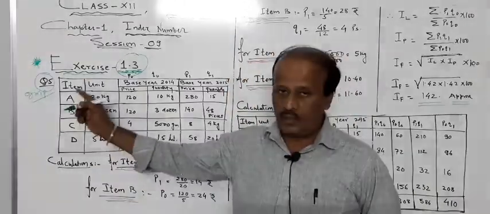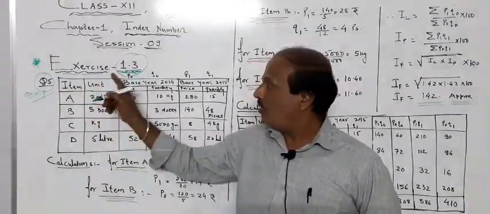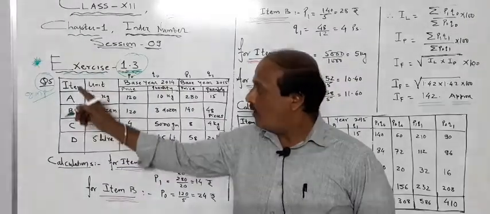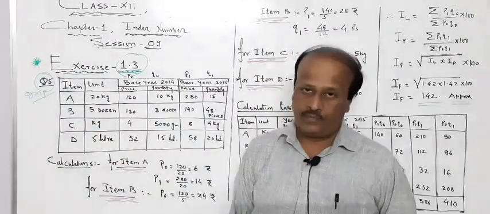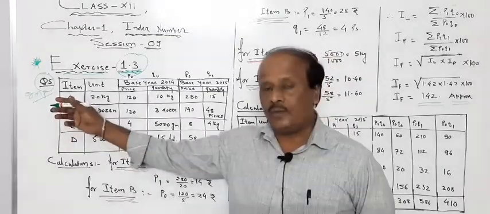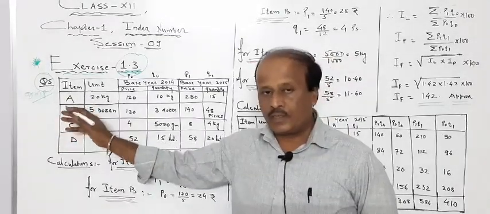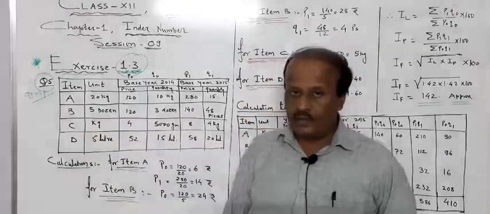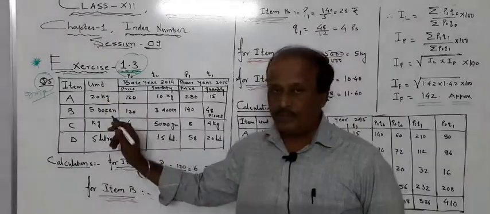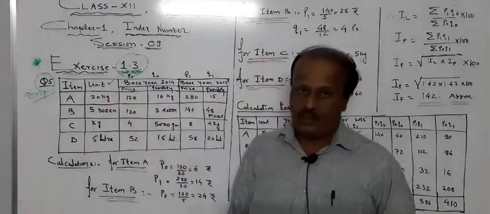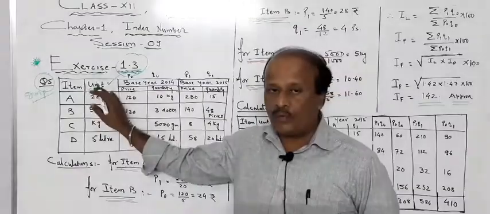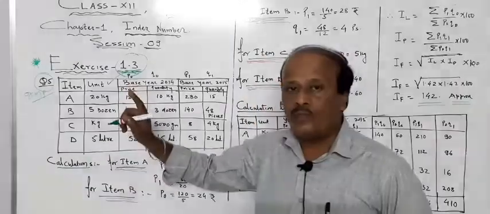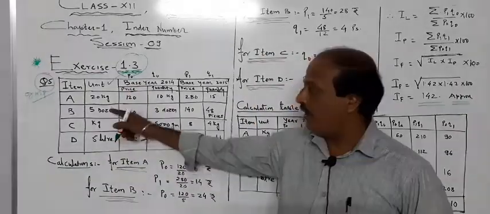You just see the question in your textbook. It's question number 5 from exercise 1.3. In this question, one of the columns is the item. The item's name can be any item, wheat or pulses or rice. Here the items are given as A, B, C, D. Then units are given. Now this column is very important. Last time there was no problem in this unit column, it was a simple calculation. But this time this column will play a very important role, which I will be telling you.